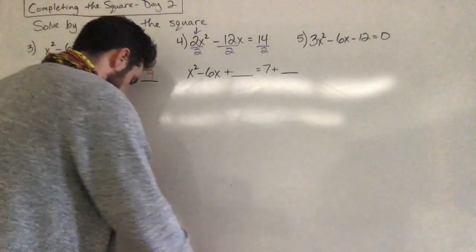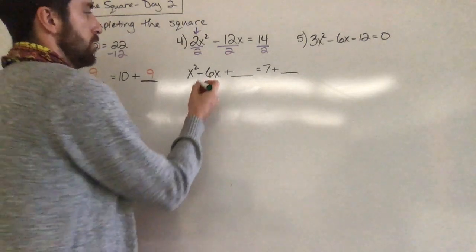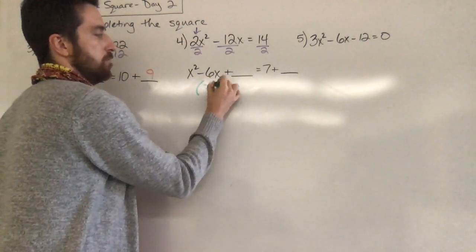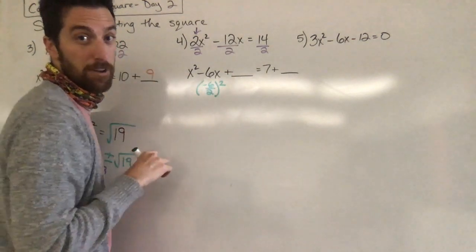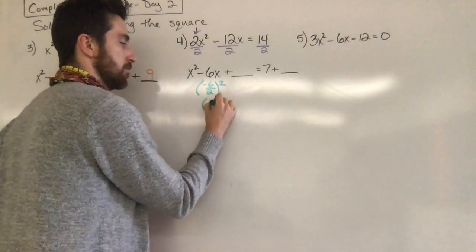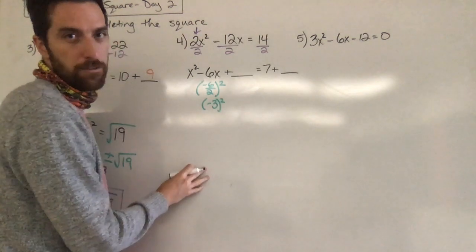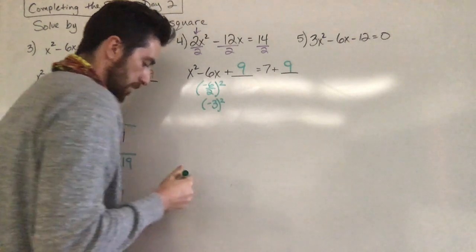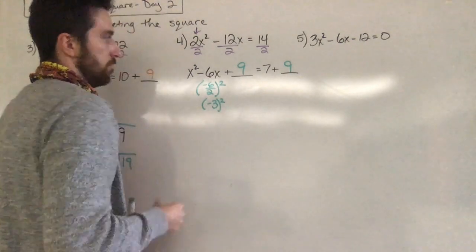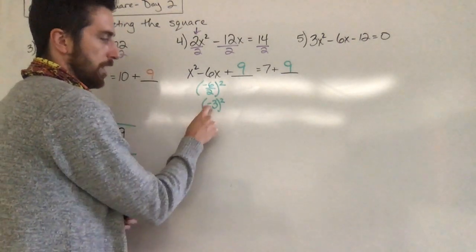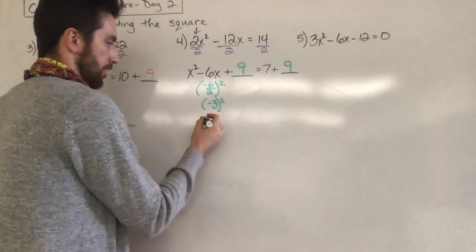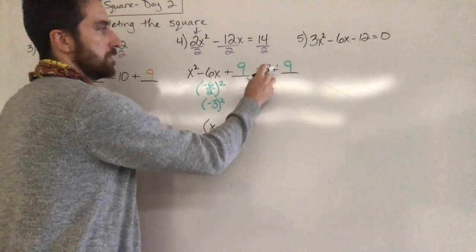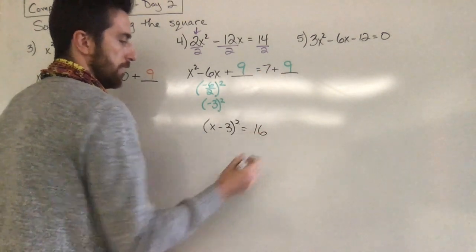Okay, let me change colors here. We take our middle term, negative 6, divide it by 2, and then we'll square it. Negative 6 divided by 2 is negative 3, just like on the last one. And then negative 3 squared is positive 9. Plus 9, plus 9. So the left side will again factor to x minus 3 squared. X minus 3 squared equals 7 plus 9 is 16.